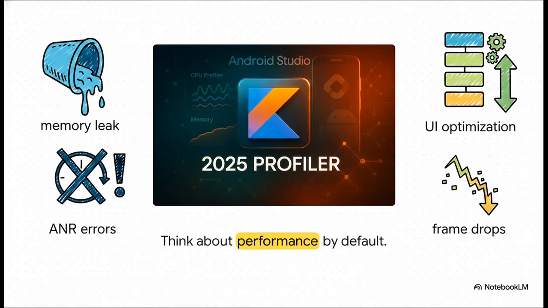So the absolutely crucial point is this. FAANG loves engineers who think about performance by default. You should be super familiar with the concepts tracked by the Android Studio Profiler. You need to anticipate memory leaks, completely understand how to prevent application not responding, or ANR, errors, and know how to optimize RecyclerViews to prevent UI jank and frame drops. Performance can't be an afterthought. It literally has to be baked into your first draft of code.